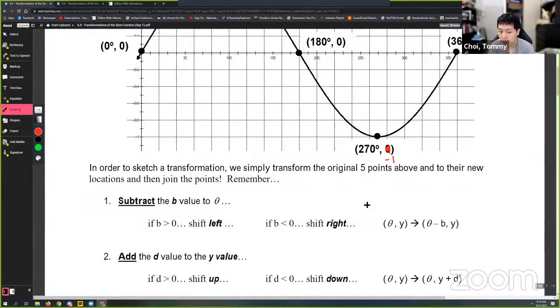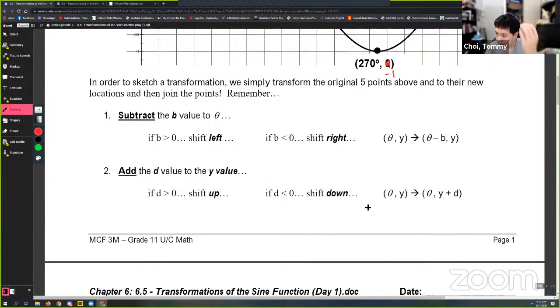So nothing's changing. The exact same rules we had before are the exact same rules we're going to have now. Nothing changes. I'm letting you know we are just reviewing and doing the exact same thing we've done before. That's all you have to worry about. Then the D value is the shift up and down.